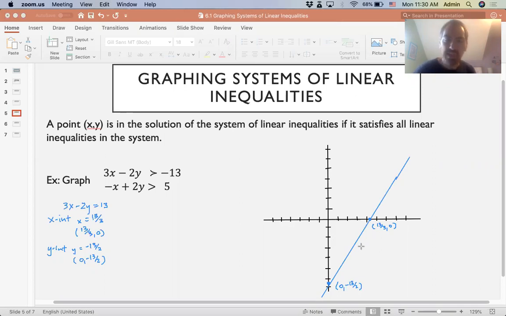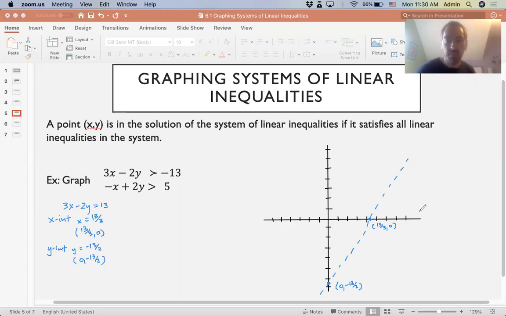Okay, and now this is going to be a dashed line though, because it's strictly greater than. So let me go back and fix that. We want to have a dashed line, as it does not contain equality. And I'll make that as straight as I can. Okay. All right, and I also want to shade at this point before I move on to the next inequality.